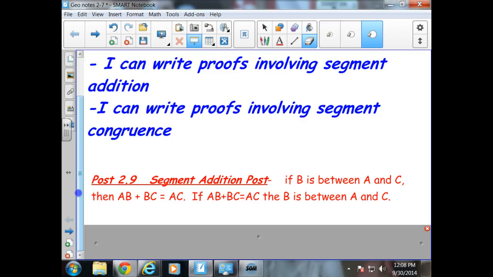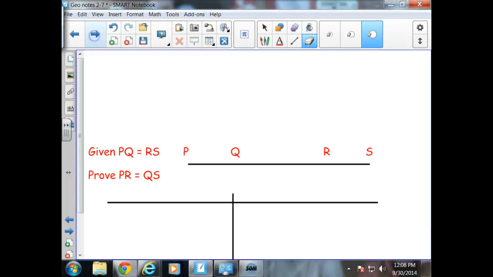If two segments are added together, so if B is between A and C, and we add AB and BC, we get the whole thing, which is AC. And then we have the converse, which is also true.